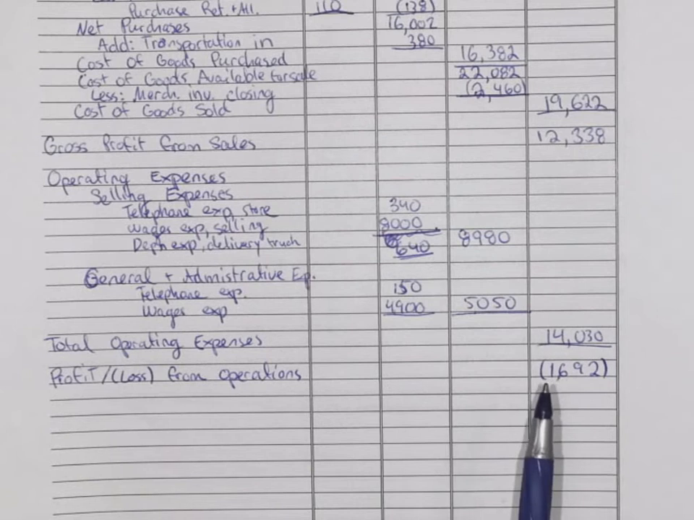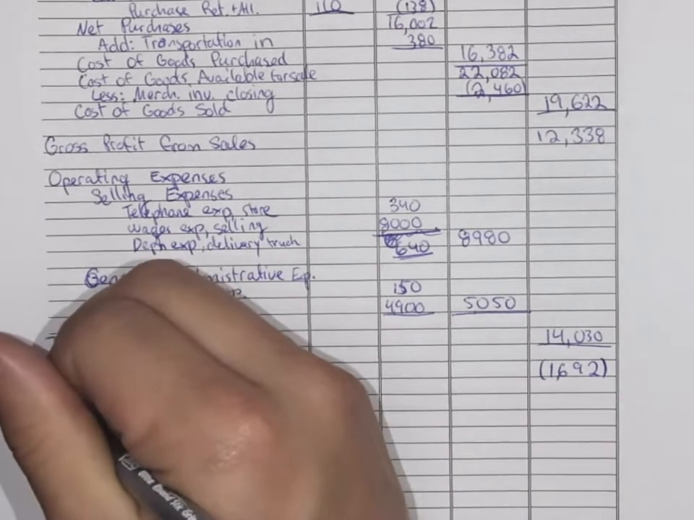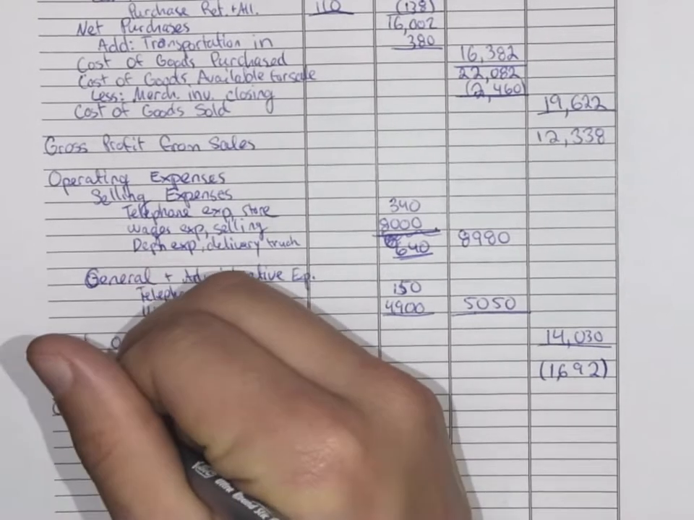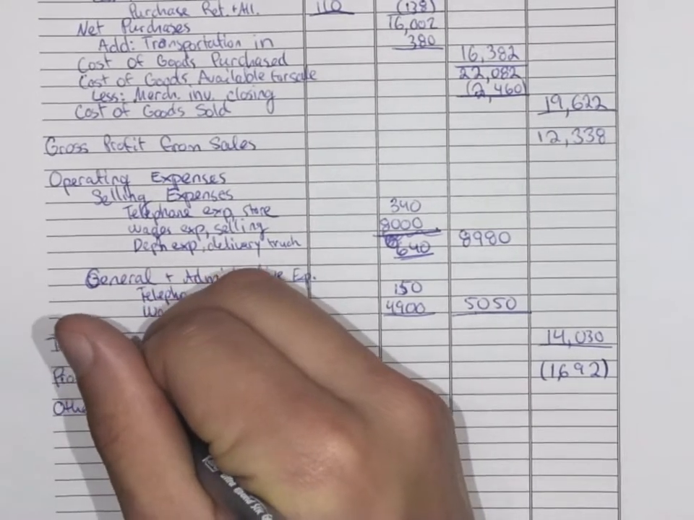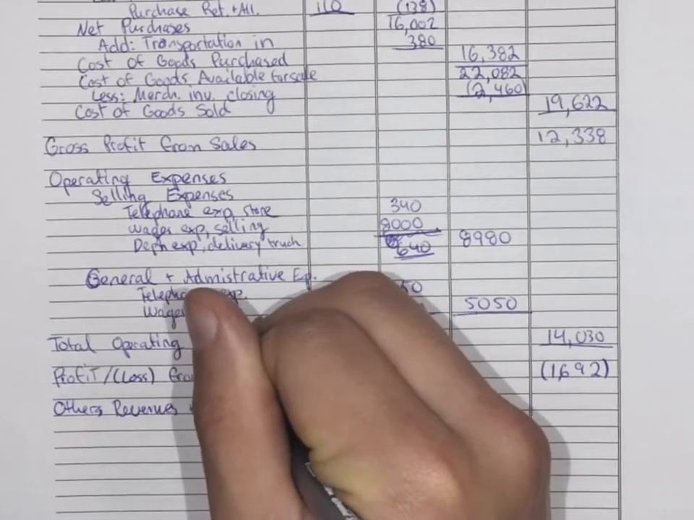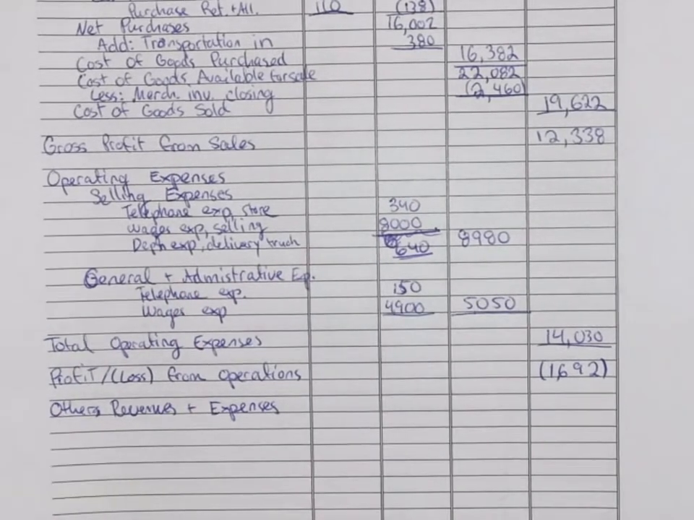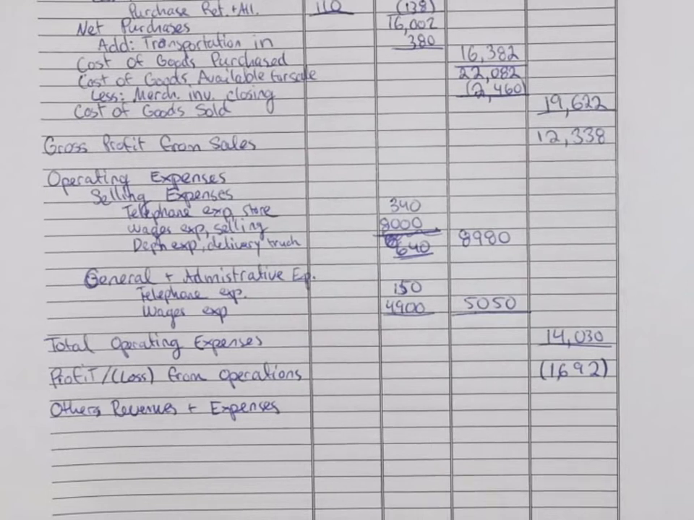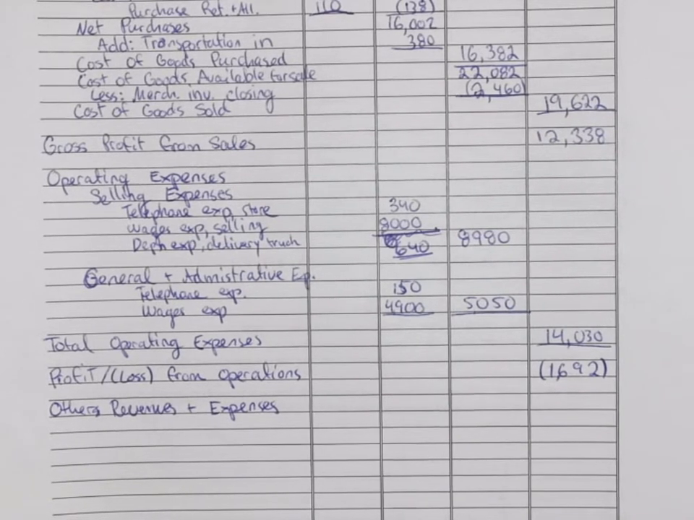So we do include one final section. It's called other revenues and expenses. Our other revenues and expenses is a section that we use for scenarios that have nothing to do with the operation of the company.